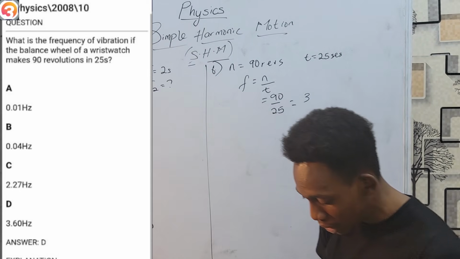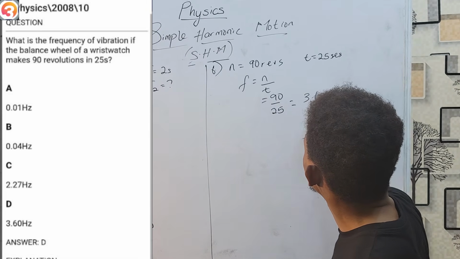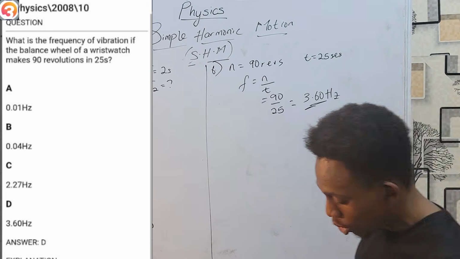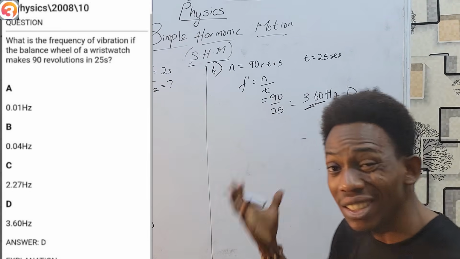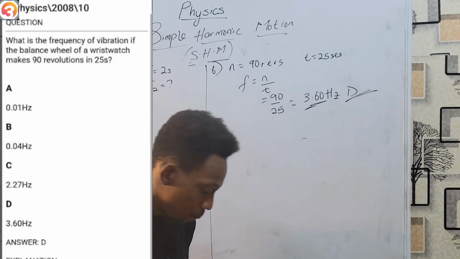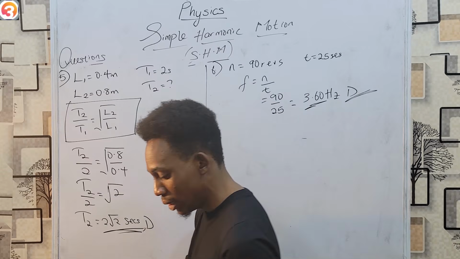Let's confirm the decimal places. 90 divided by 25, 3.6. And that is option what? Option D. See, this one is very, very short and simple. 2008, question 10. And we move on to the year 2007, number 50.